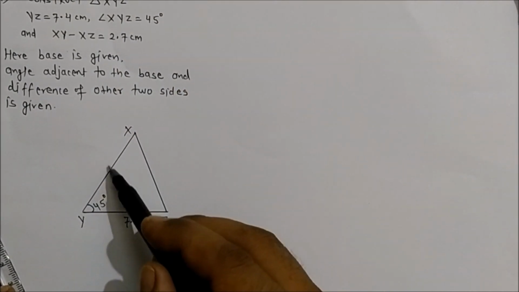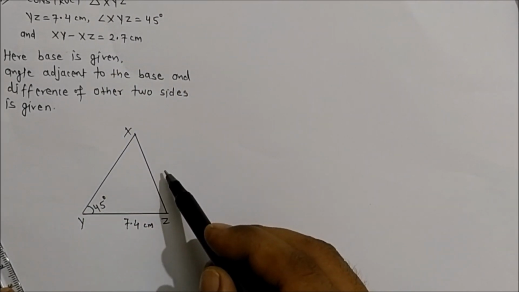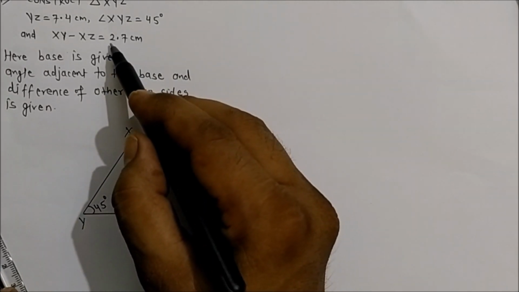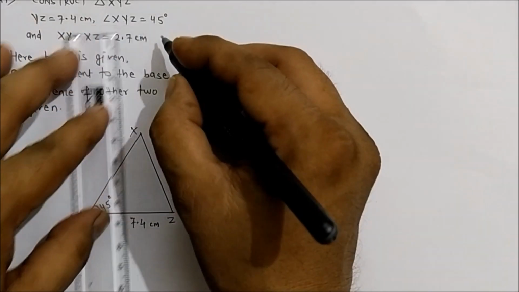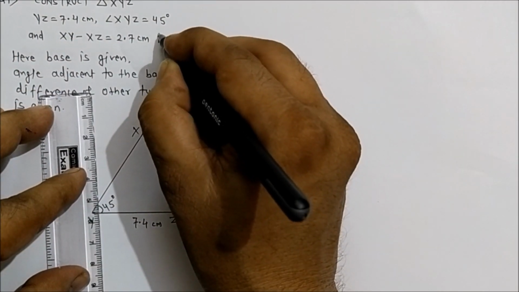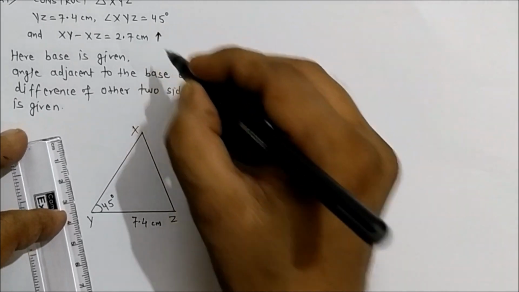See here, when this XY is greater than this, in this case the 2.7 centimeter arc will be drawn above the base. Okay, this arc we are going to draw above the base. This sign you can see, you will draw the arc above the base.